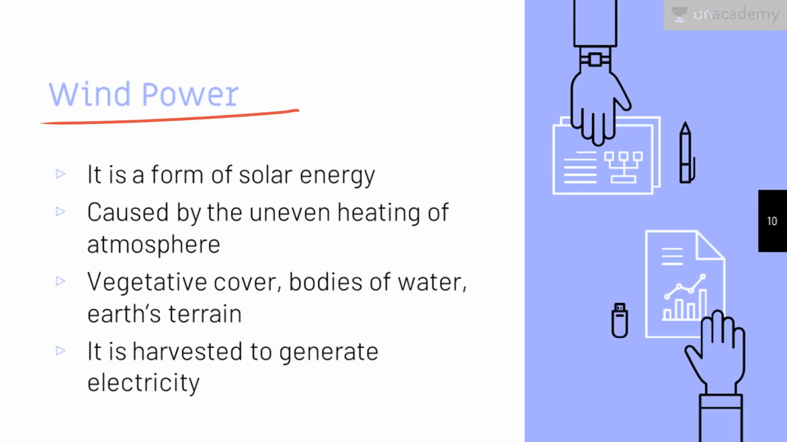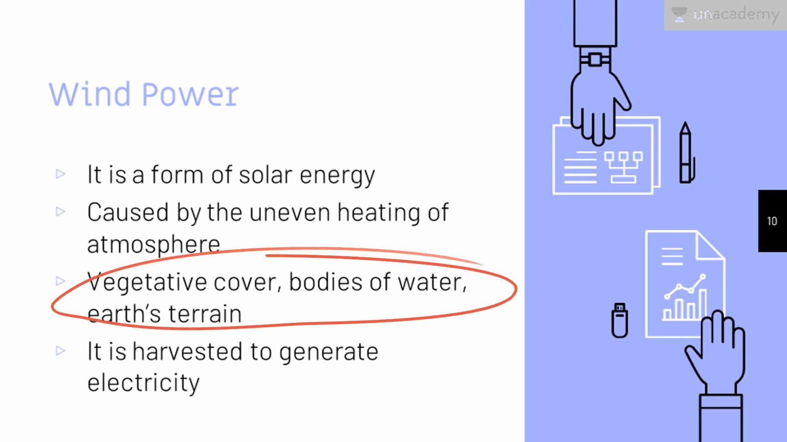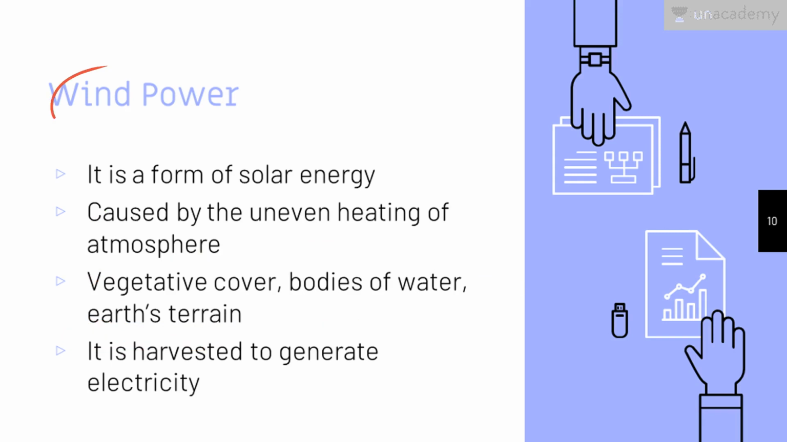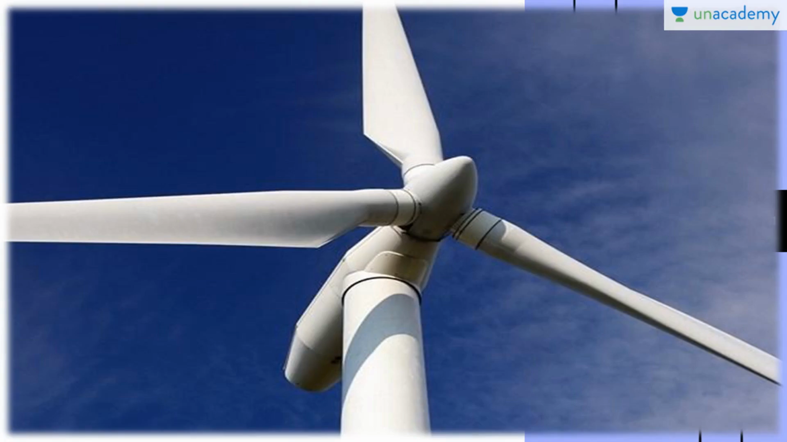So what is wind power? It is a form of solar energy, or else you can call it an affiliation to solar energy. It is caused by the uneven heating of the atmosphere, the vegetative cover, the bodies of water and the earth's terrain. These three components make up the whole wind power setup. They are harvested together for the generation of electricity. So you can see here the wind turbine, the whole wind power setup.